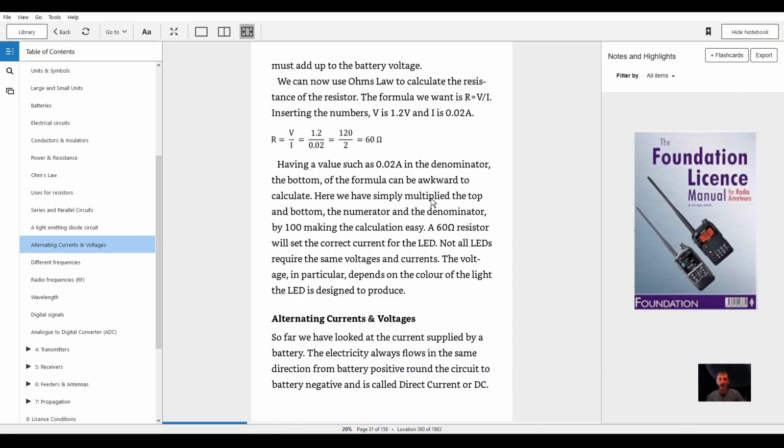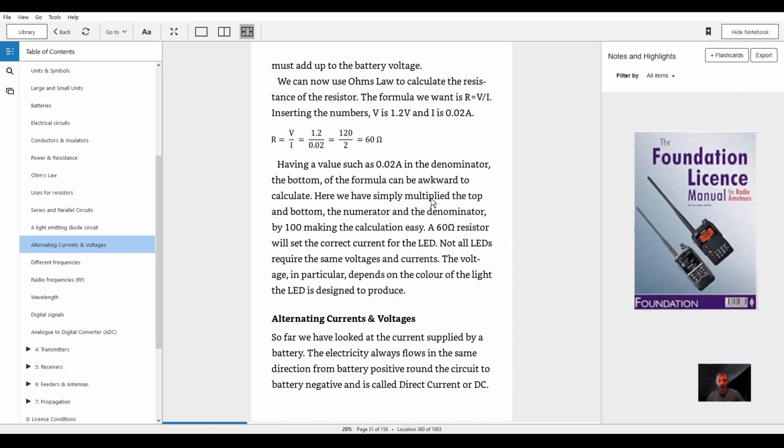We can now use Ohm's law to calculate the resistance of the resistor. The formula we want is R equals voltage divided by current. I is for current. Inserting the numbers, V is 1.2 volts and I is 0.02 amps. So resistance equals volts divided by current, equals 1.2 over 0.02, equals 120 divided by 2, equals 60 ohms.